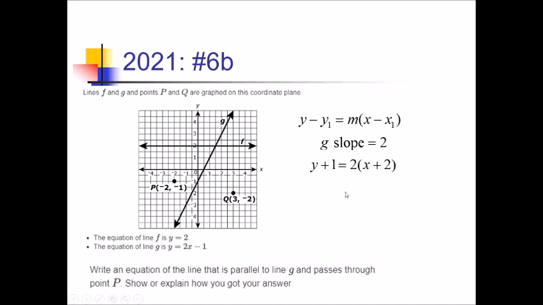If you wanted to put this in y equals mx plus b form, you could distribute this 2 and then add or subtract the 1. So that would be 2x, and then this would be a 4 minus 1 would give us a positive 3. So that's another form, but they didn't say you had to put it in that form, so honestly I would just leave it in point slope form.